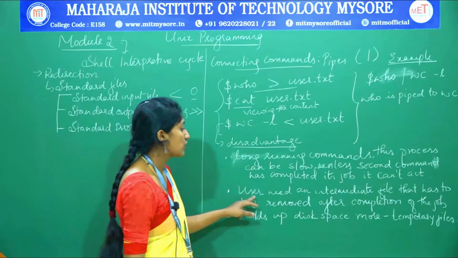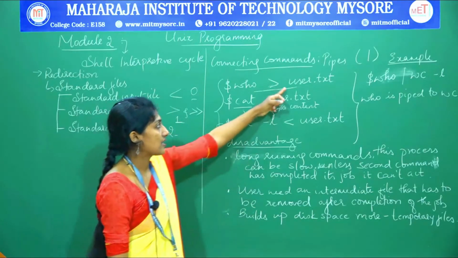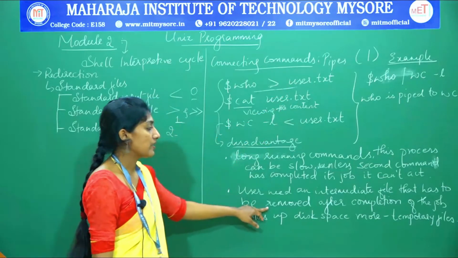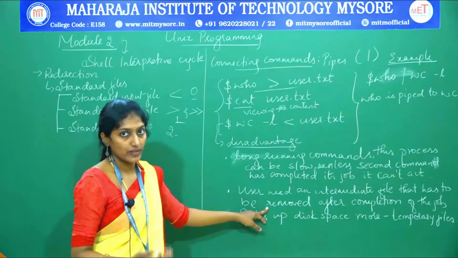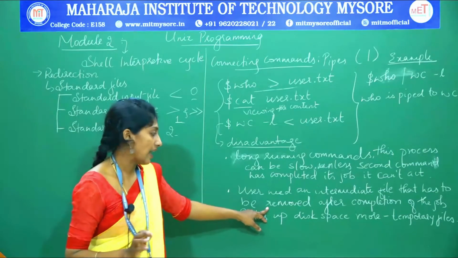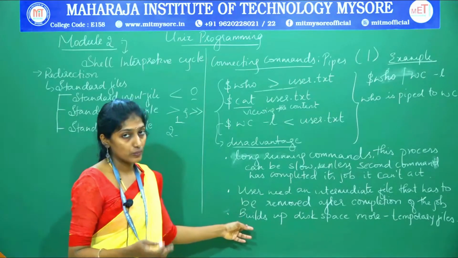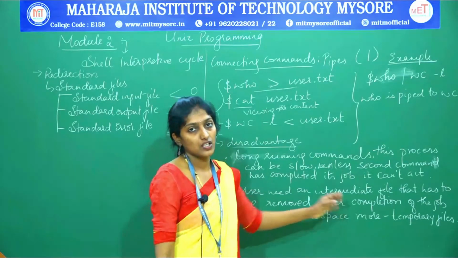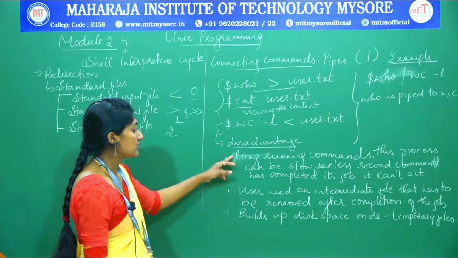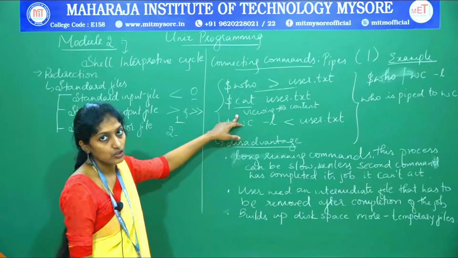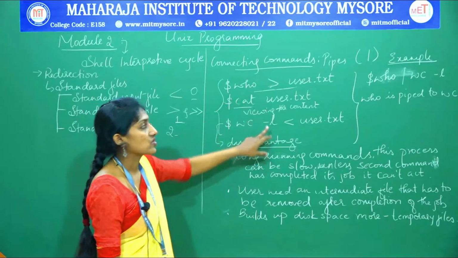Followed by the next one: the user needs an intermediary file. As I have written here, user.text is an intermediary file that has to be removed after completion of the job. Yes, of course, after the job completes, user.text will have to be removed. This builds up more disk space by using that intermediary or temporary file. So that is the disadvantage of connecting two commands with the redirection symbol.